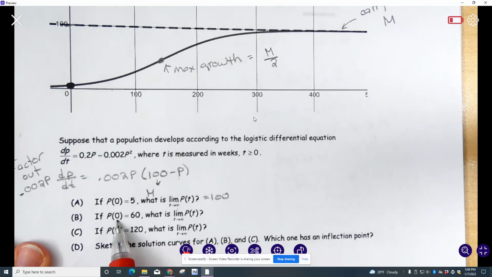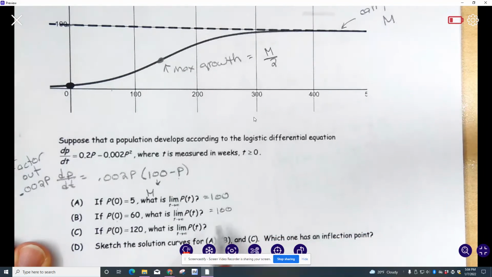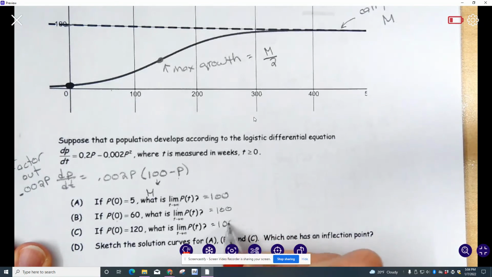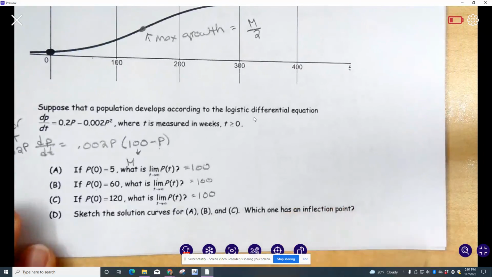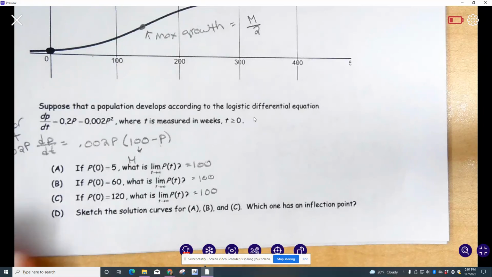And then it says if the initial value is 60, what is this limit? It doesn't matter what you start with. Your limit is going to be your carrying capacity, your horizontal asymptote there. If the initial population is 120, what's going to happen as time approaches infinity? You're still going to approach 100. So then it says to sketch this. That's not so important.